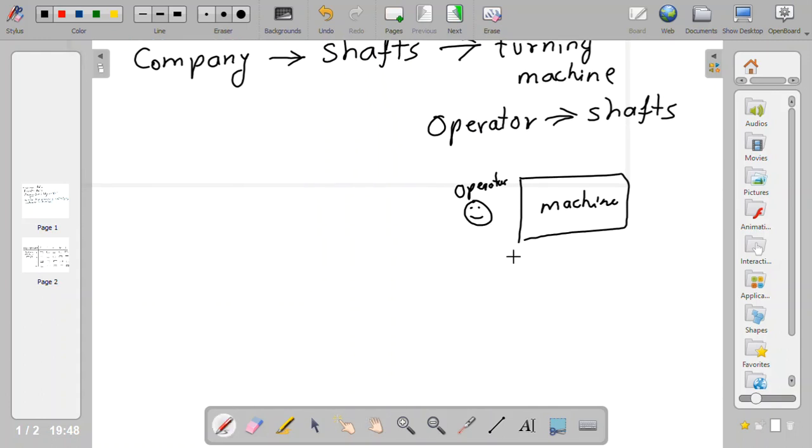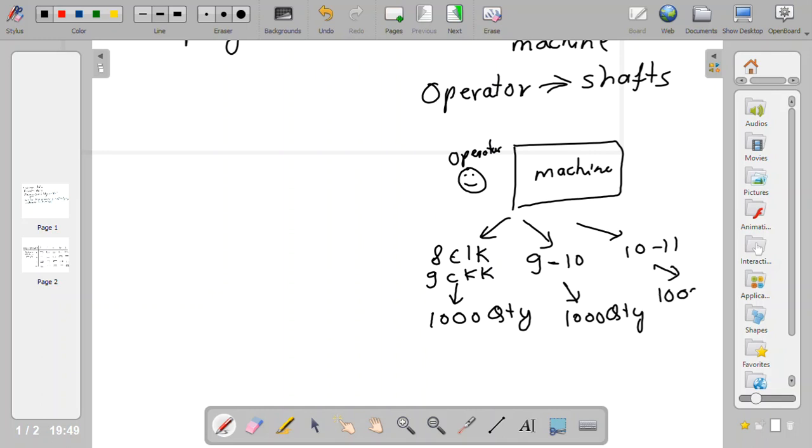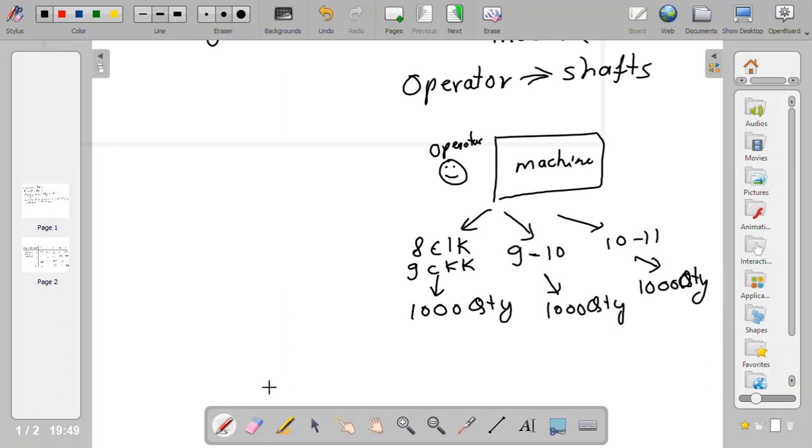Suppose this company is starting at 8 o'clock in the morning. From 8 o'clock to 9 o'clock they manufactured around 1000. I'm just giving you an example, okay? 1000 quantity, okay? So from 9 to 10 another 1000 quantity, okay? From 10 to 11 another 1000 quantity, okay? So this is the machine.